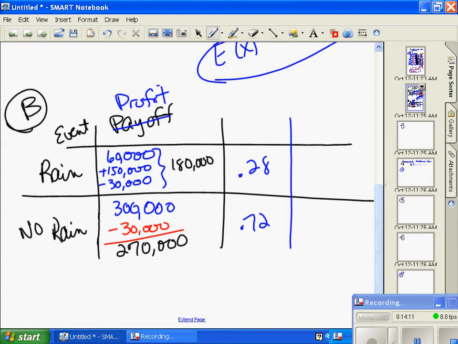So in this one, I'm going to take my 0.28 times my 180,000. And again, just worry about taking 28 times 18, add in your 4 zeros, and then move it 2 places to the left because of the 0.28. I got 50,400. That's what I got for that one. Down here I'm multiplying 0.72 times my 270,000. And again, just worry about multiplying 72 times 27, add in 4 zeros, and then move your decimal 2 places to the left. I get 194,400.